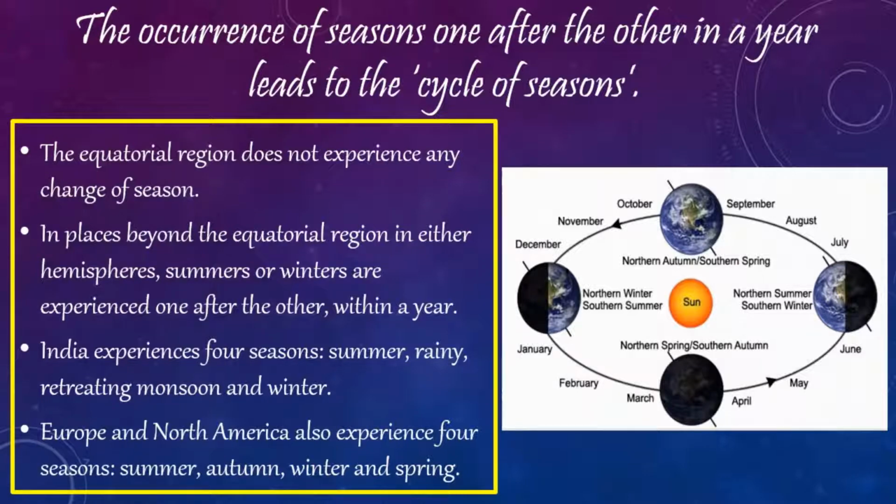Seasons have been decided on the basis of the duration of sunlight, equinoxes, and solstices. The equatorial region does not experience any change of season. Hence, the climate in that region does not change at all in the year. In places beyond the equatorial region in either hemispheres, summers or winters are experienced one after the other within a year. The occurrence of seasons one after the other in a year leads to the cycle of seasons.